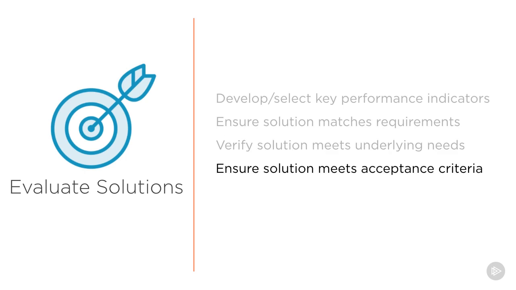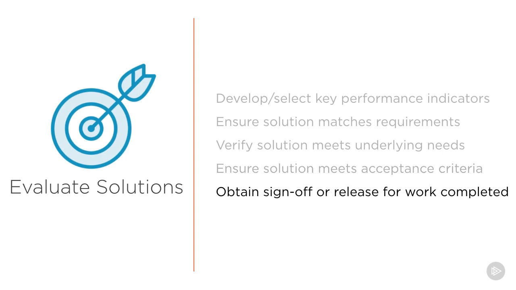We need to ensure that the solution meets the acceptance criteria that's been generated by different key stakeholders. Who needs to sign off, and how can we ensure that the project's result will meet what their requirements and acceptance criteria might be? Then we need to officially obtain sign-off or release for work completed. Now, oftentimes, all of these steps, when it comes to monitoring and controlling and evaluating solutions, will intersect substantially with the work of a project manager.